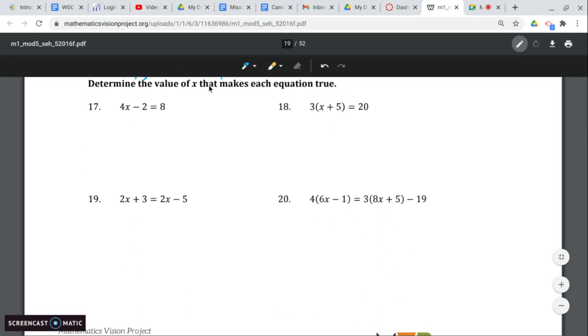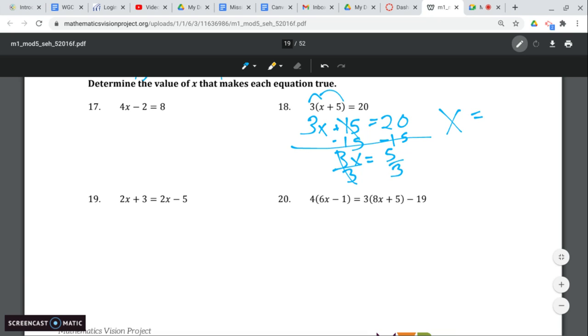All right, determine the value of x that makes each equation true. So we're solving on these. So we have 3 times x plus 5 equals 20. So the first thing you want to do is distribute. So we have 3x plus 15 equals 20. Next, we need to subtract the 15. So we have 3x equals 5. Last but not least, we divide by 3. So we end up with x equals 5/3. And yes, you can get decimals for these, so don't worry if you do.